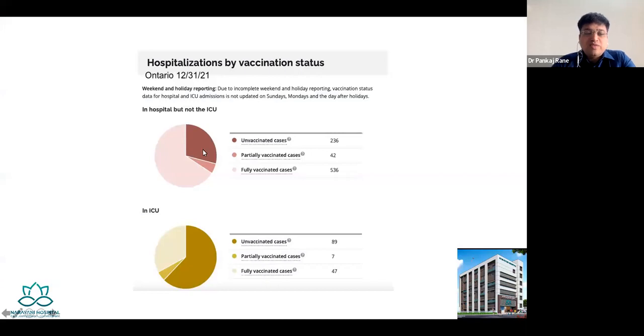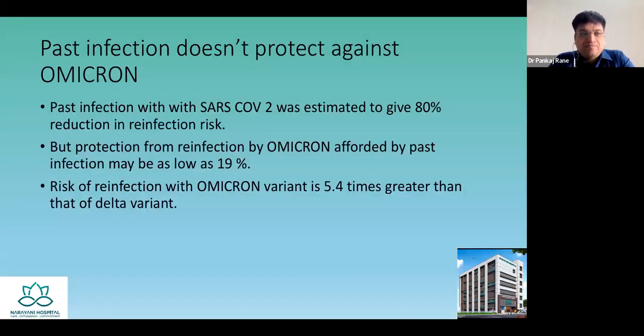This was in the US. One study looked at patients admitted in hospital but not in ICU. There are almost 900 patients, of which 236 are unvaccinated, 536 are fully vaccinated, and 42 are partially vaccinated or with a single dose. You can see the majority of these patients are vaccinated. But if you come to ICU, almost 70 to 80% of the patients in ICU are unvaccinated. So you can see that vaccines are preventing you from going into ICU or getting serious disease.